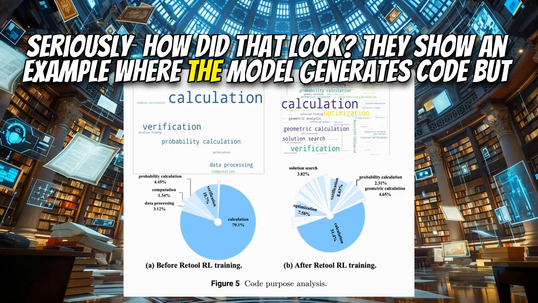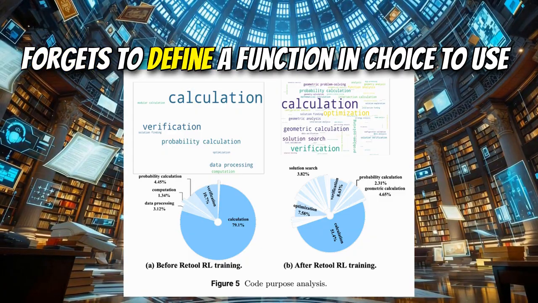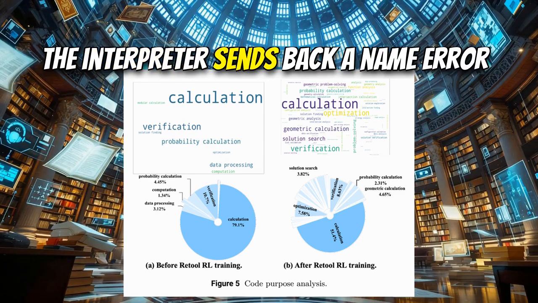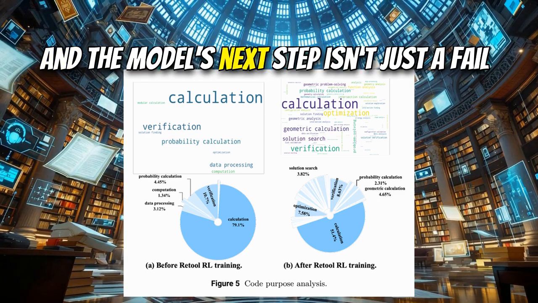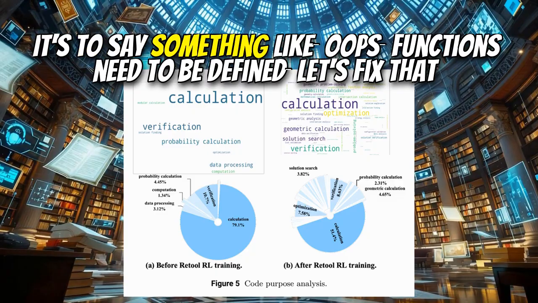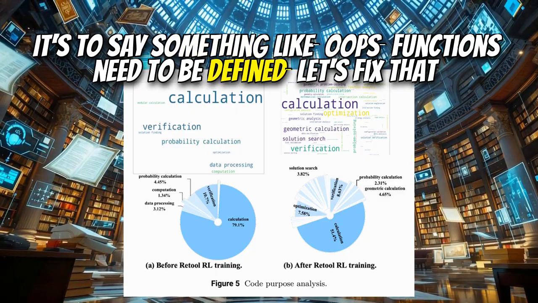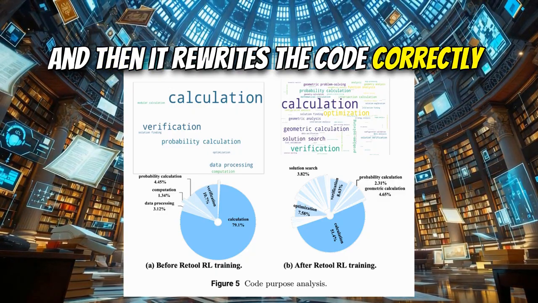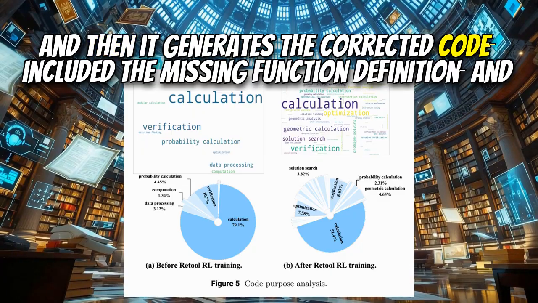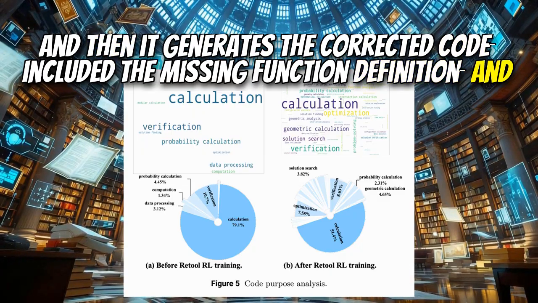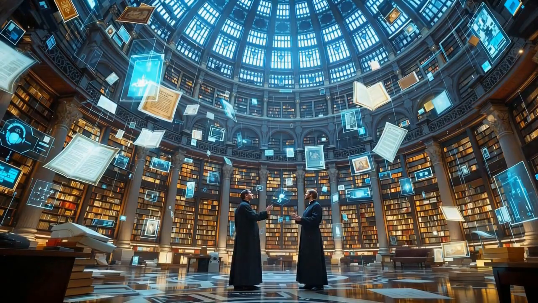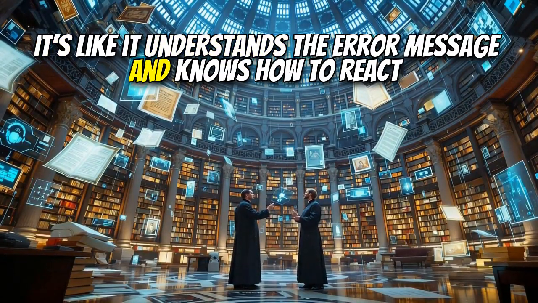They show an example where the model generates code, but forgets to define a function it tries to use. The interpreter sends back a name error. And the model's next step isn't just to fail, it's to say something like, oops, functions need to be defined, let's fix that. And then it rewrites the code correctly. And then it generates the corrected code, including the missing function definition, and tries again. That's incredible. It's like it understands the error message and knows how to react.